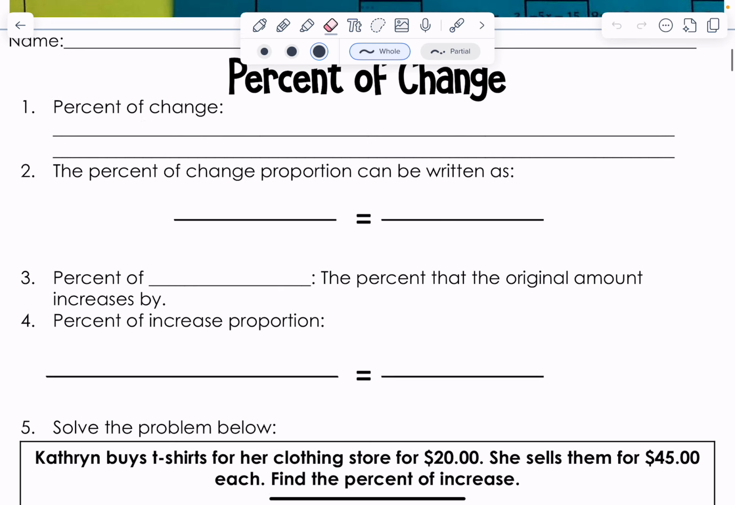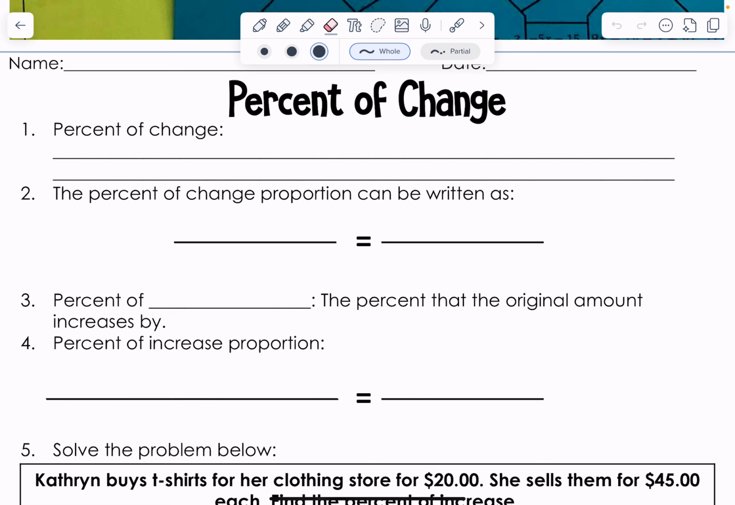Hello, seventh graders. We are going to be talking about percent of change. So, first of all, the percent of change is going to be the percent a quantity increases or decreases.